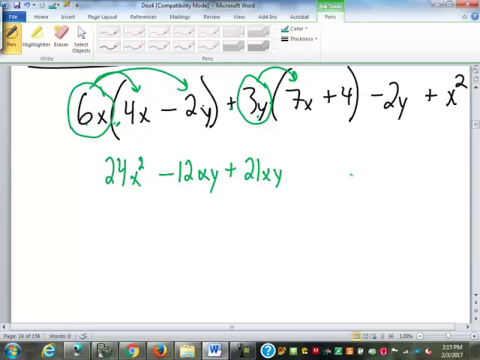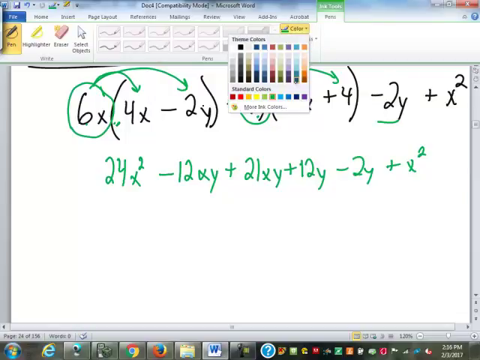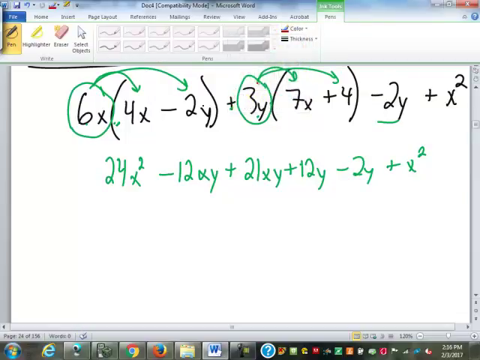21xy. Now it's positive, so I'm going to put a plus in front of it. 3y times 4? 12y. Again, it's positive, so I put a plus in front of it. Now I've got the negative 2y, and I've got an x squared. Now looking at this, I have to see if I can combine anything. Is there anything I can combine with my 24x squared? The x squared, so what do I get? Perfect, 25x squared.